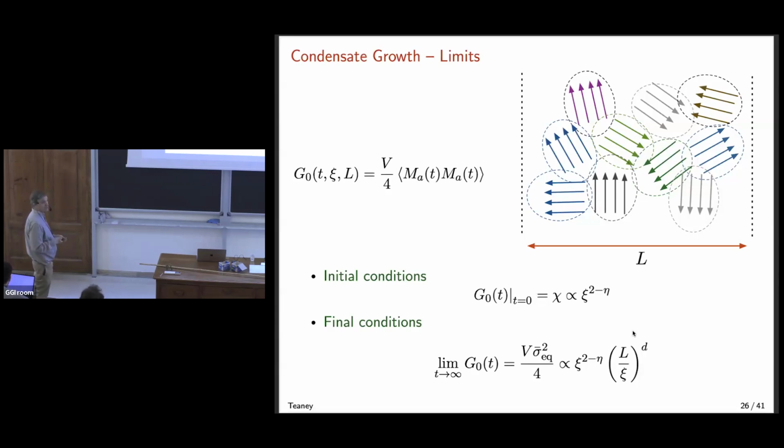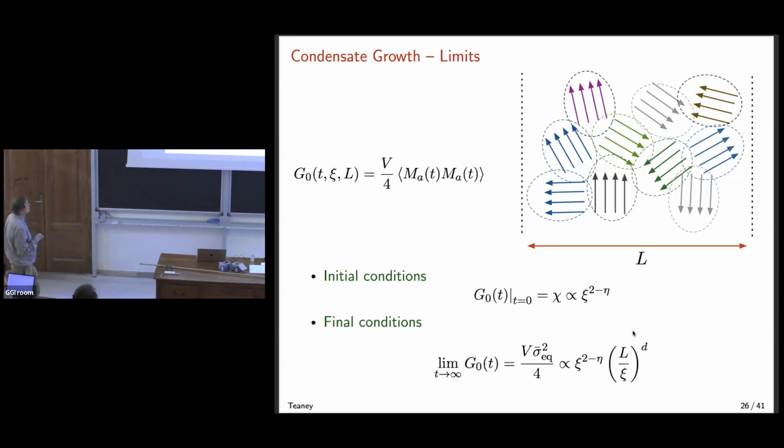Okay, it scales like c to the 2 minus eta, independent of volume. But at the end, as the condensate grows, m approaches a constant and g naught approaches v sigma squared over 4. The 4 is convention. And it scales like L over c to the power d with this power c 2 minus eta. So in whatever dynamical process, we have to go from there to there during the formation of the chiral condensate.